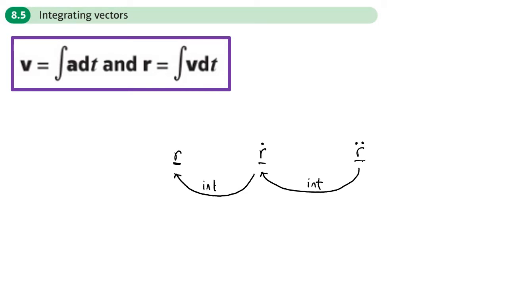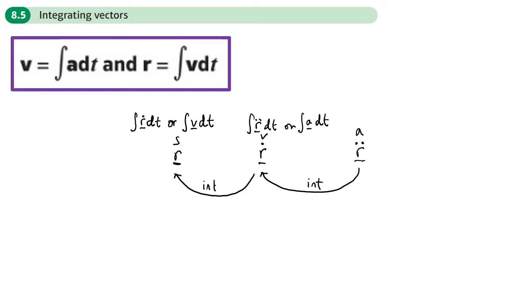So r dot here is what you get when you integrate r double dot with respect to t. That could also be written as integrating the acceleration vector with respect to t. If you use the alternative notation, that is a there and v here, and you may use s there, then the position displacement is when you integrate r dot with respect to t, or you could write that as integrating the velocity vector with respect to t. So we've got different ways of using notation.